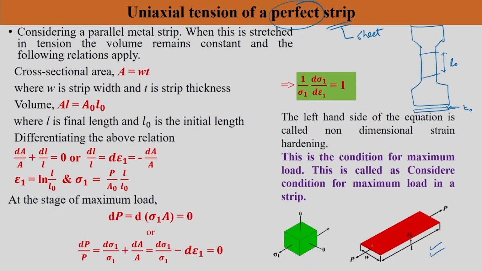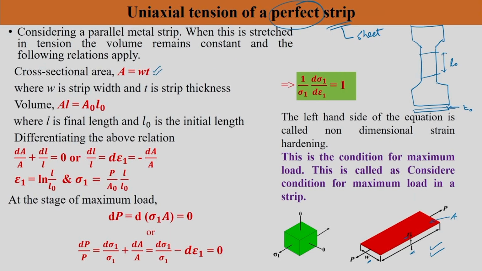You will see that this is nothing but a gauge region with length L and width W, which has a thickness t. Okay, and this will have a uniform cross-section area, let us say A or A naught. Okay, and you are going to displace the material, and there will be a corresponding load required with respect to displacement. Okay, so now what we are saying is, when this strip is stretched in tension, the volume remains constant, we know, due to plastic deformation, and the following equations apply.